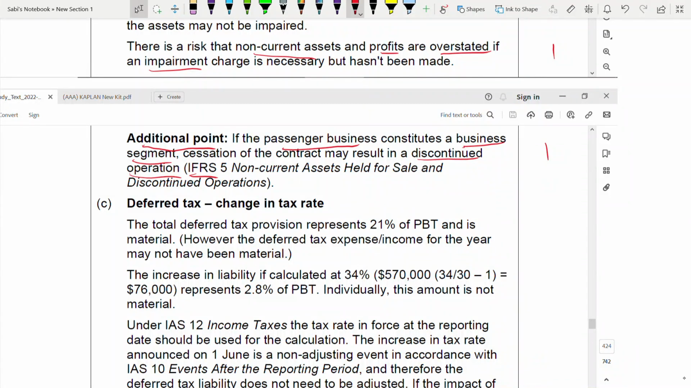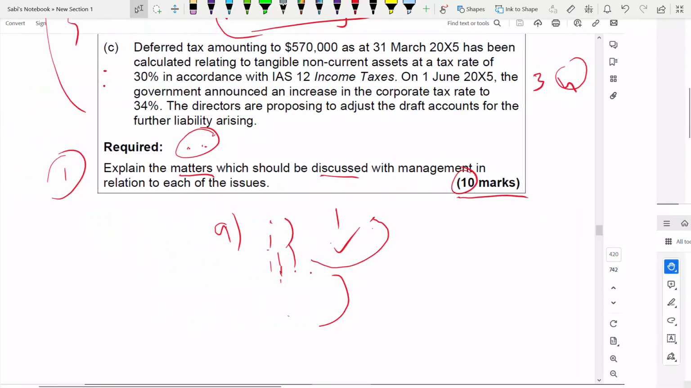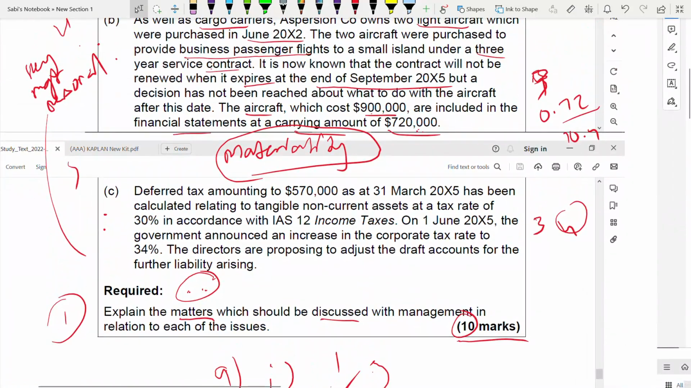Coming to C, C is about deferred tax. There's a change in the tax rate. Deferred tax of 570 is there based on some non-current assets, and tax rate was 30%. So they have calculated 30% on some amount which amounted to 570,000. Understand this. They have got that deferred tax based on 30% on the amount.